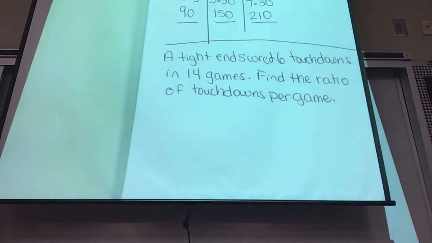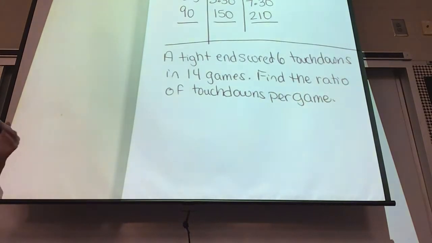Ilium scored 6 touchdowns in 14 games. Find the ratio of touchdowns per game. What are we going to do? Okay, you can do the fraction of 6 over 14. You can say 6 to 14. You can write it in any of the 3 ways.